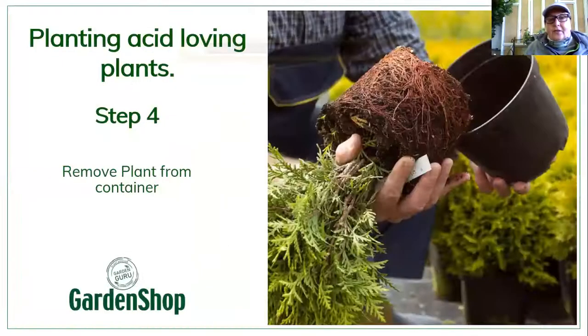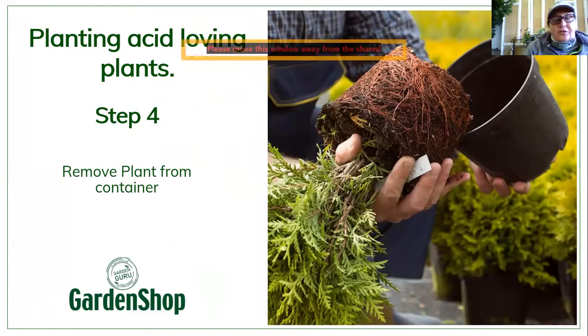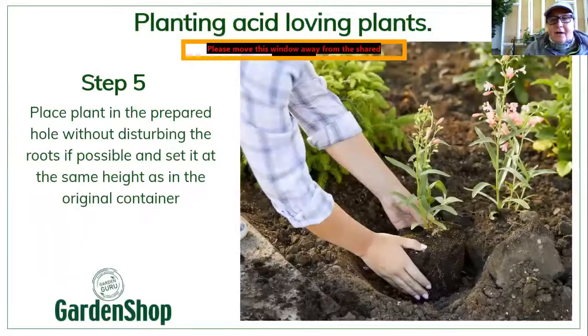And you're going to remove your plant from the container very carefully. Most acid-loving plants don't like to have their roots disturbed too much, so don't dig around them too much or anything like that. And then you just place your plant in the prepared hole at the same height as the original container.